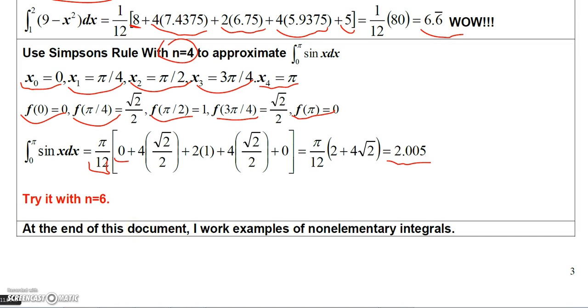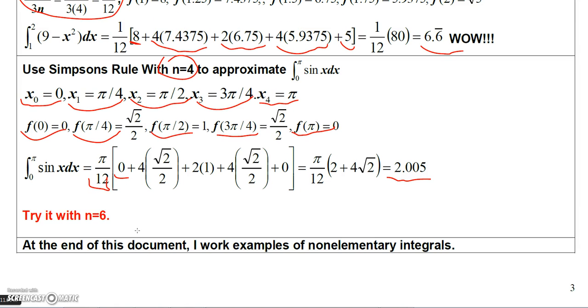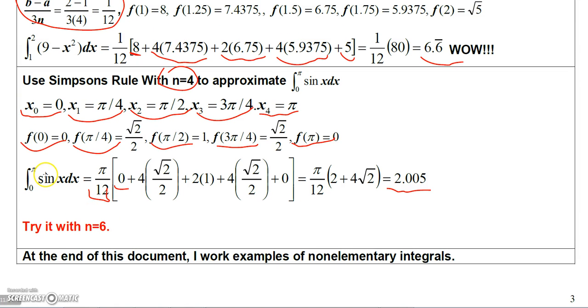Now in the next video I'm going to do some of these with non-elementary integrals. The integrals I've worked with so far, most of them could be integrated with regular techniques, and you wouldn't have to use numerical methods. But in the next video, the ones I'm going to do, you basically have to use numerical methods to integrate.